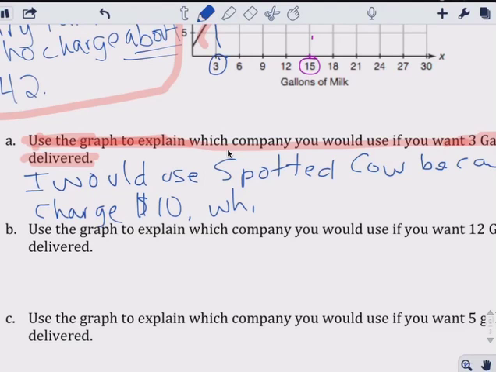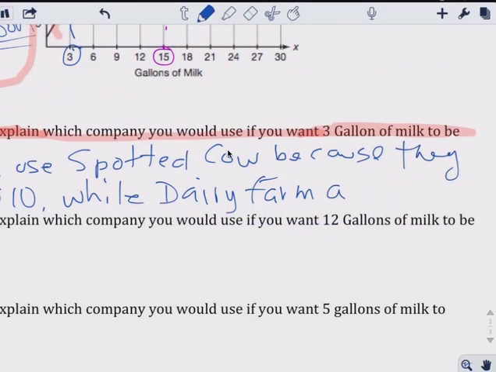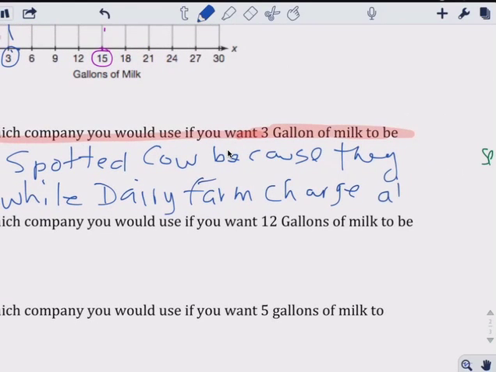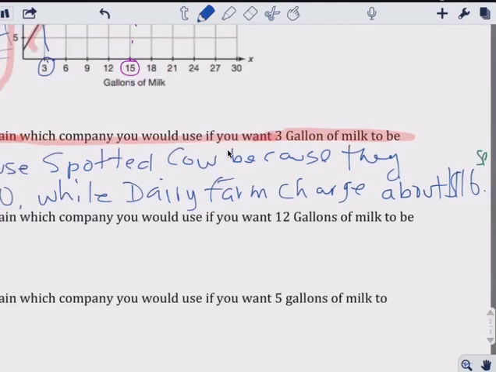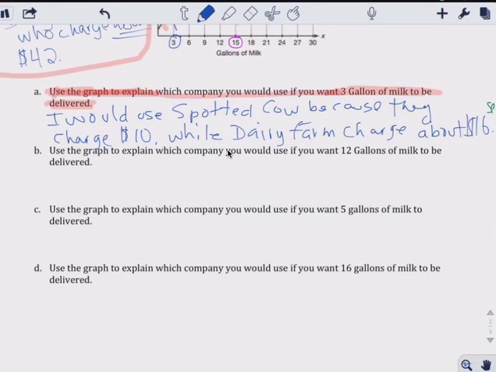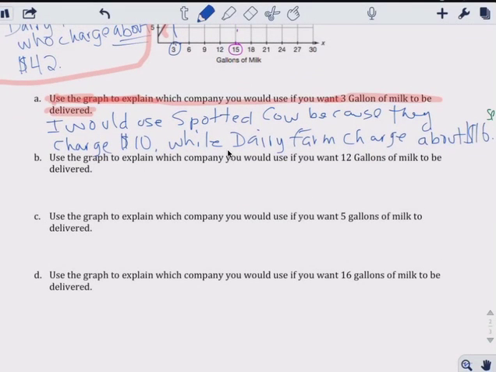While Dairy Farm charge how much? About $16. Dairy Farm charge about $16. Did you write all this? Okay? Any questions on this? No? Got it right.